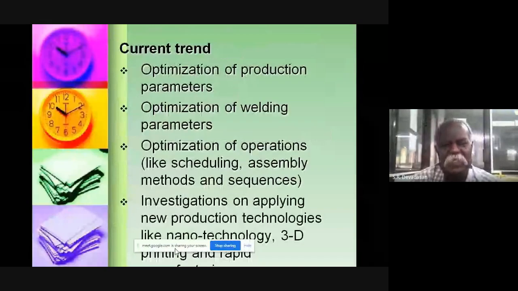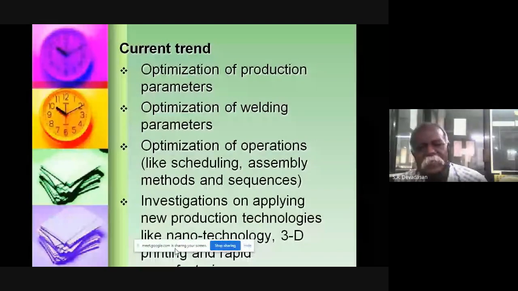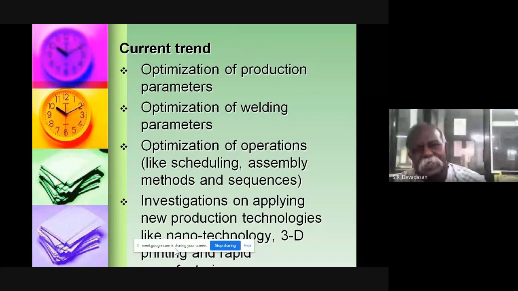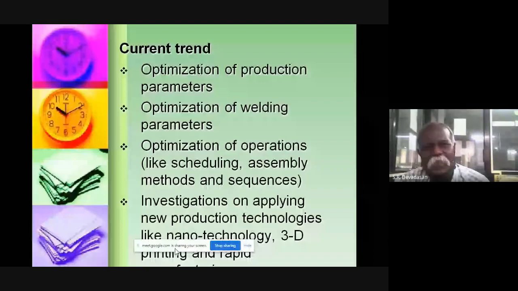So currently, what are the fields in which our research scholars mainly work? There is optimization of production parameters. For example, if you take the case of friction stir welding, this is a new technology. In this, using the friction stirring capability, the welding is done. In order to get a good weldment, what are the parameters, okay, that are supposed to be utilized? What parameters actually play a major role?